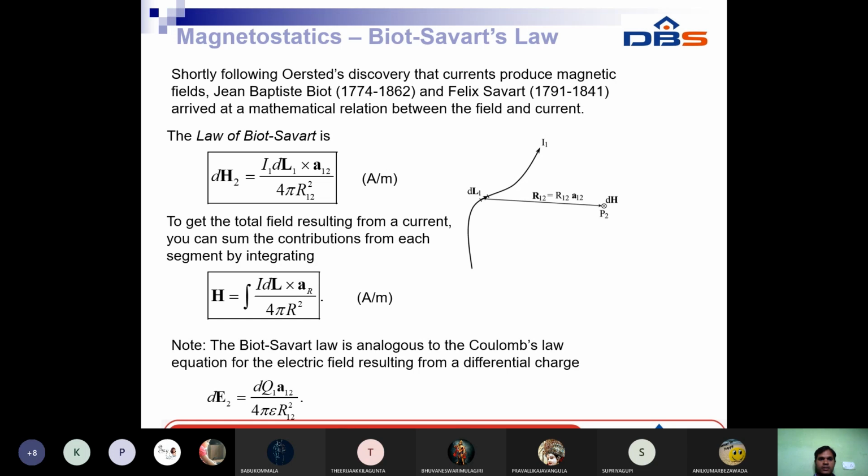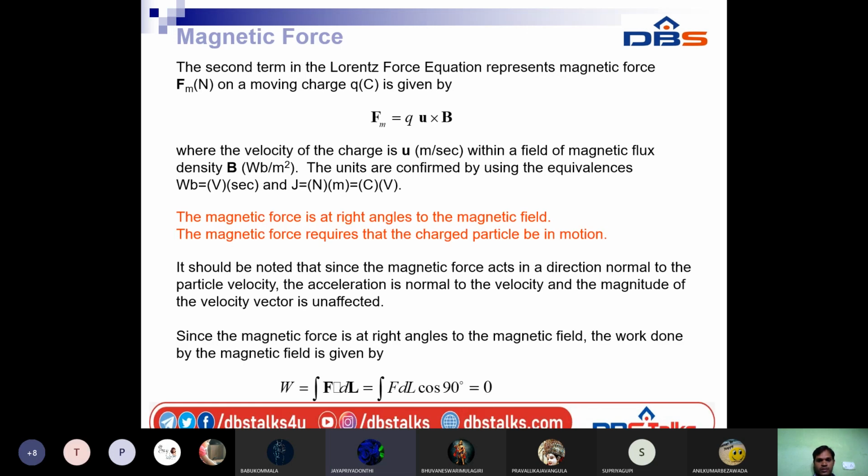And this is about magnetic force. Have any doubts? So shall we repeat? Otherwise, we shall move to the next concept. Jayapriya. Yes, any doubts in this?